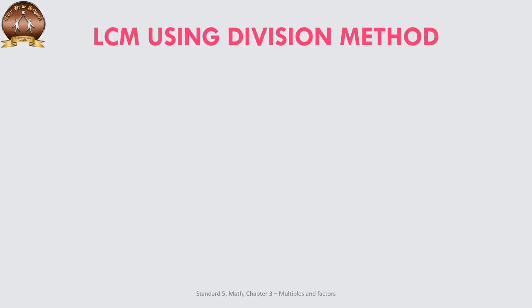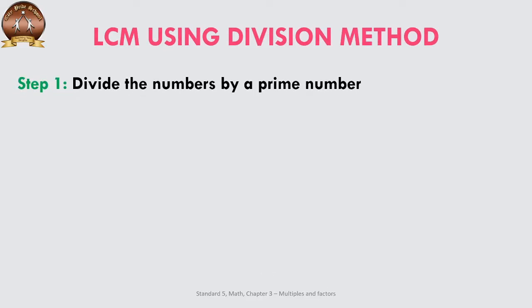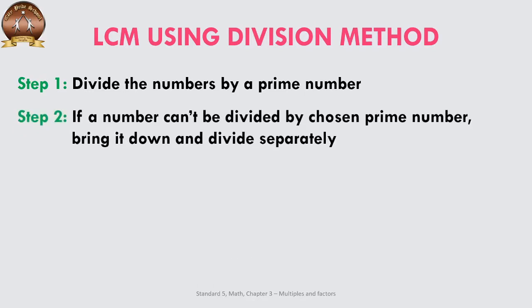Okay, next, the second method that we are going to use to find LCM is the division method. Let us see the steps for how to solve the division method. Step 1. Divide the numbers by a prime number. We all know the prime numbers. They start from 2, 3, 5, 7 and so on. So we will first divide the numbers by a prime number. If a number can't be divided by the chosen prime number, then we will bring it down as it is and we will divide it separately.